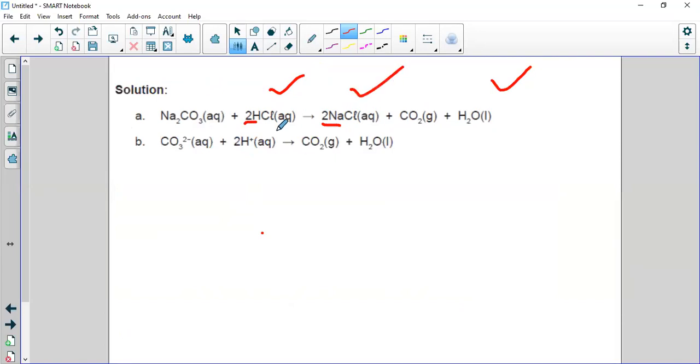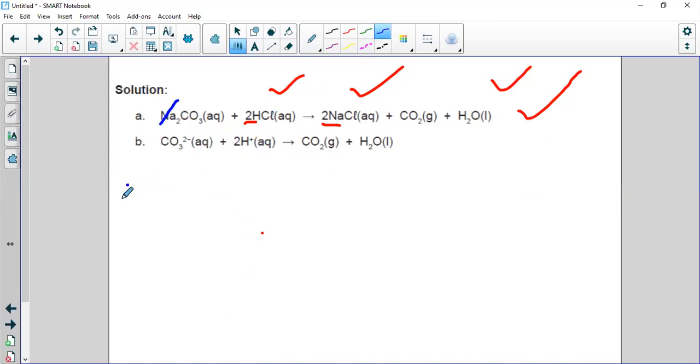Then the states, aqueous, gas, and the liquid, you get another mark. So it's going to be 4 marks for this one. Right, then the next question says you must write the net ionic equation. So for the net ionic equation, you're going to look for the ones that are spectator ions. Spectator ions are the ones that are not changing in this particular reaction. So Na is a spectator, so you're not going to include that.